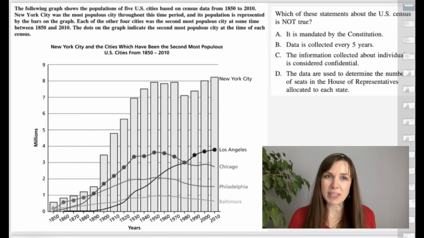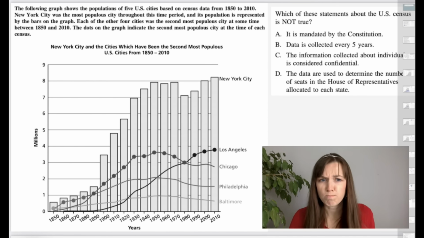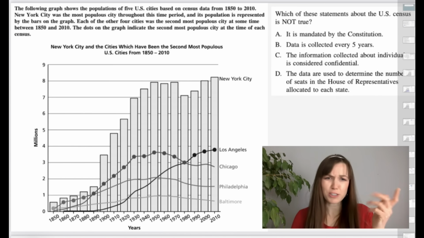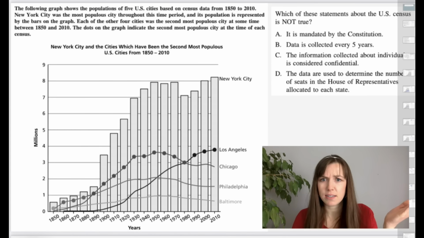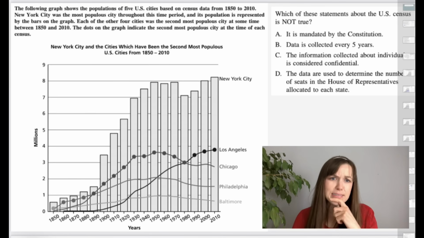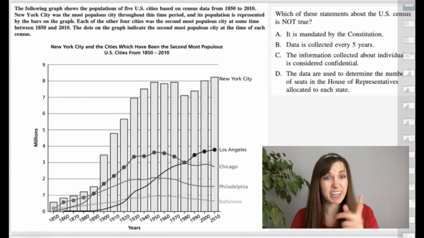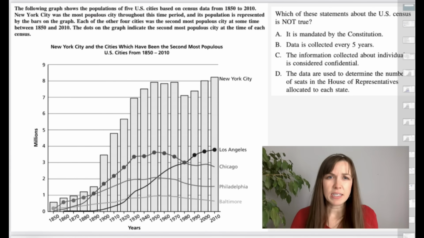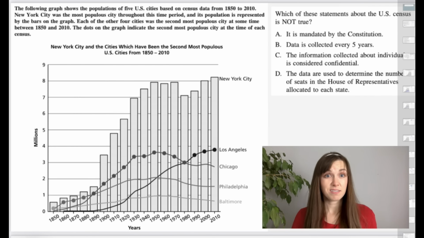All right, our next question here. Which of these statements about the U.S. Census is not true? How much do you know about the U.S. Census? Let's take our best guess, because my guess is you're not a census pro. Okay, A, it is mandated by the U.S. Constitution. Is it? B, data is collected every 5 years.